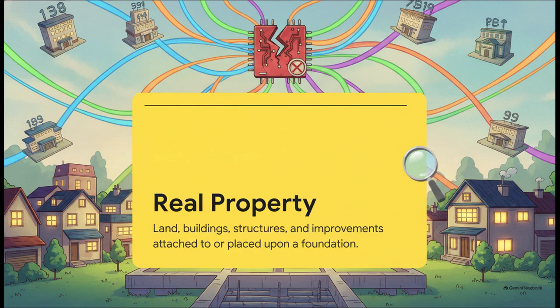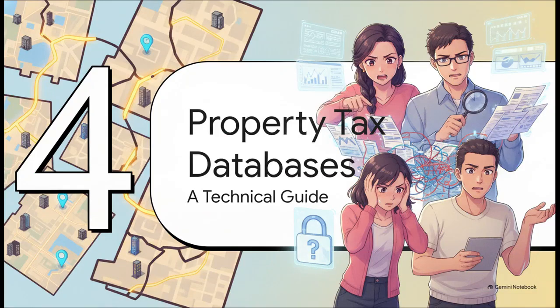And this local tax applies specifically to real property, meaning the land itself, the buildings, and the structures attached to it. But here is exactly where the challenge begins for anyone trying to look up this information online. The administration is deeply fragmented across Iowa's 99 independent county treasurers and assessors. There is no single master switchboard for the state. Which leads us perfectly into Section 4, Navigating Property Tax Databases, a Technical Guide.